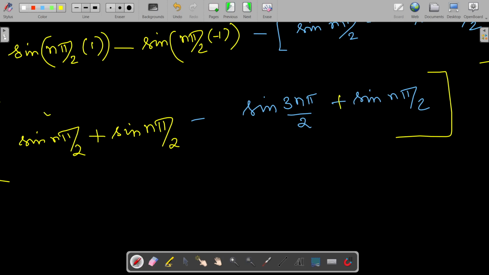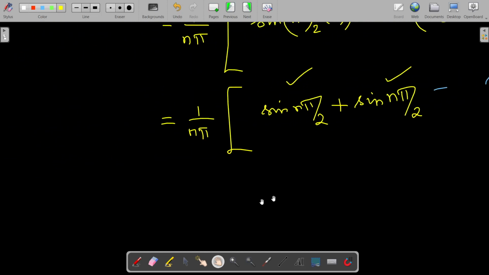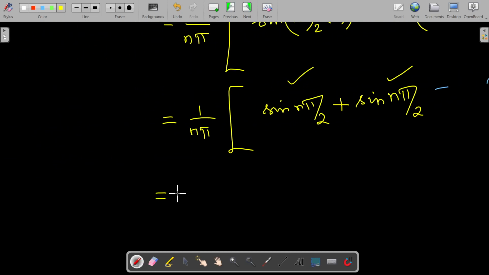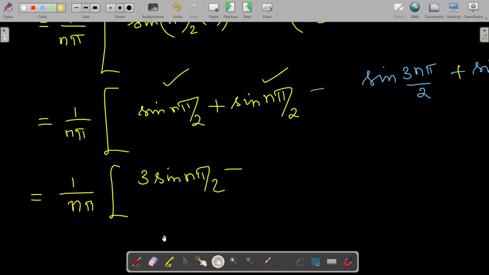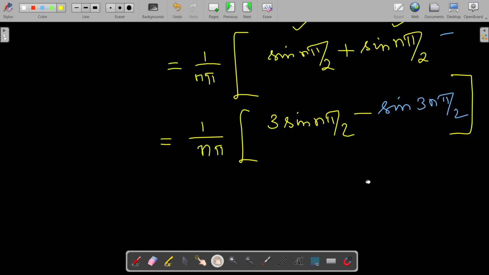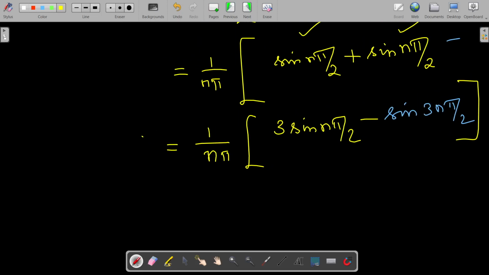So here you have one sine nπ/2, again one sine nπ/2, here also you have sine nπ/2. So three terms are there, right? So we can write it as 3 times. So it is 1/(nπ), then 3 times sine nπ/2 minus sine 3nπ/2, this term, right? Okay, so we have got one final expression for this an coefficient.